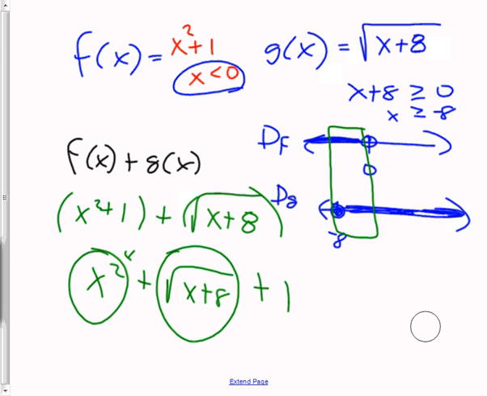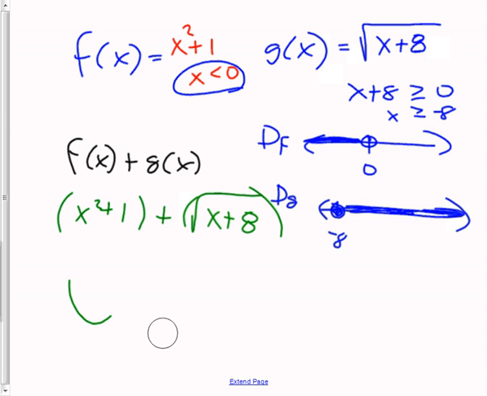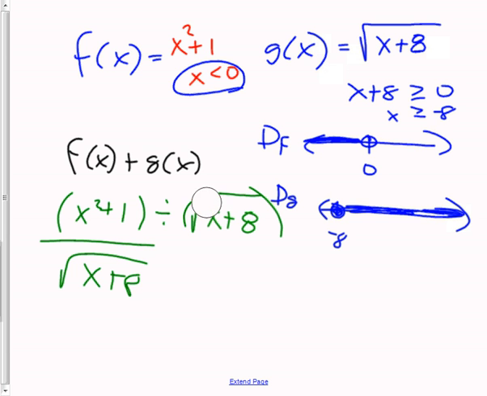Why wasn't there a third number line? What's that for? You're dividing. So let's say I change it to divide. Let's not even rewrite what the function would be. All you'd have to do is do it like this. Write them together, put a divide sign between them. Or you could make a fraction bar and put the square root of x plus 8 here. Okay, so there it is.